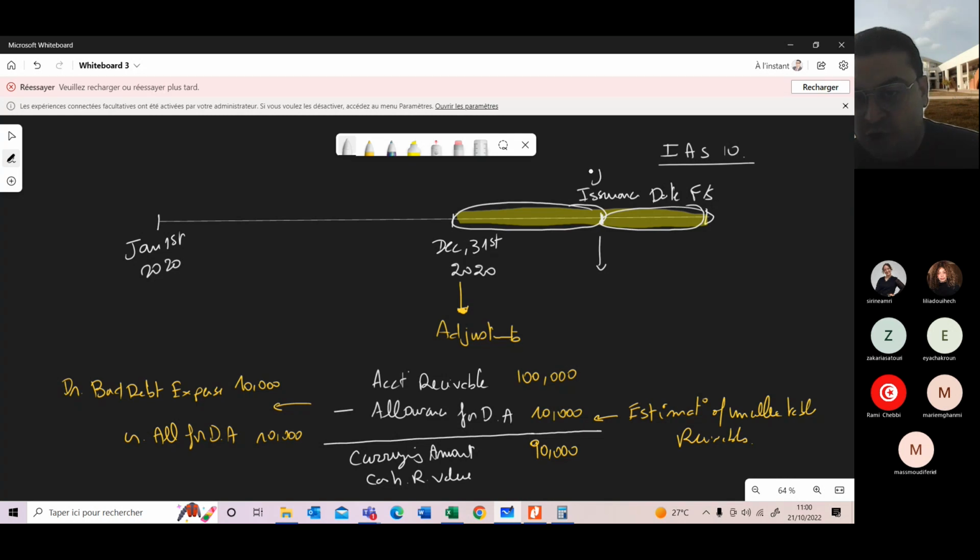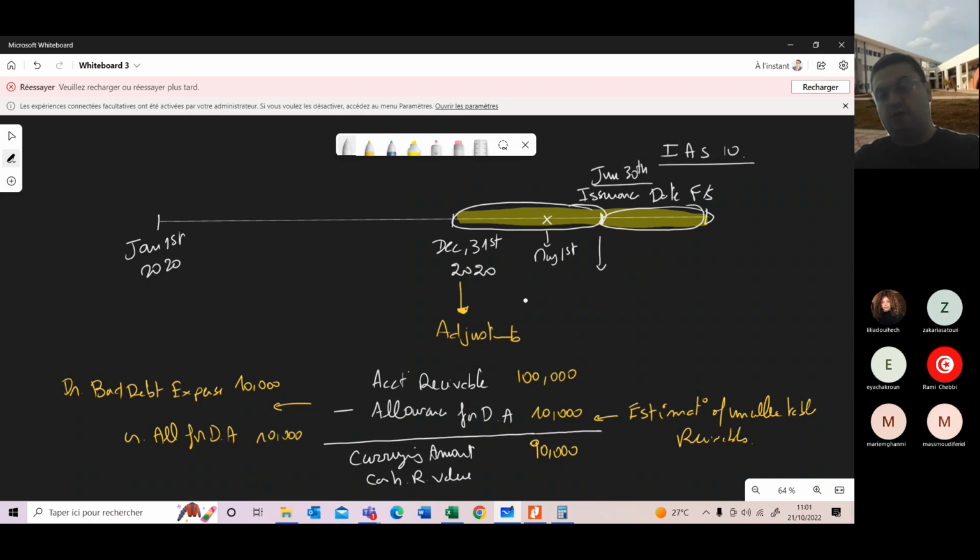Imagine the issuance date is June 30th. On May 1st, you get information that the customer has got an agreement with the bank to contract a loan, and this loan will be serving the company to survive. That means when you made the adjustment at December 31st, you were thinking that the customer is going to be liquidated.